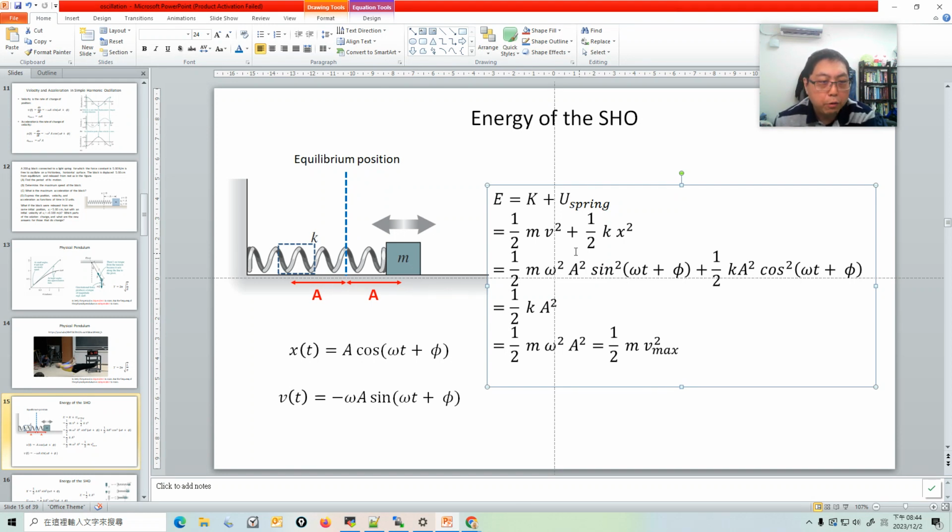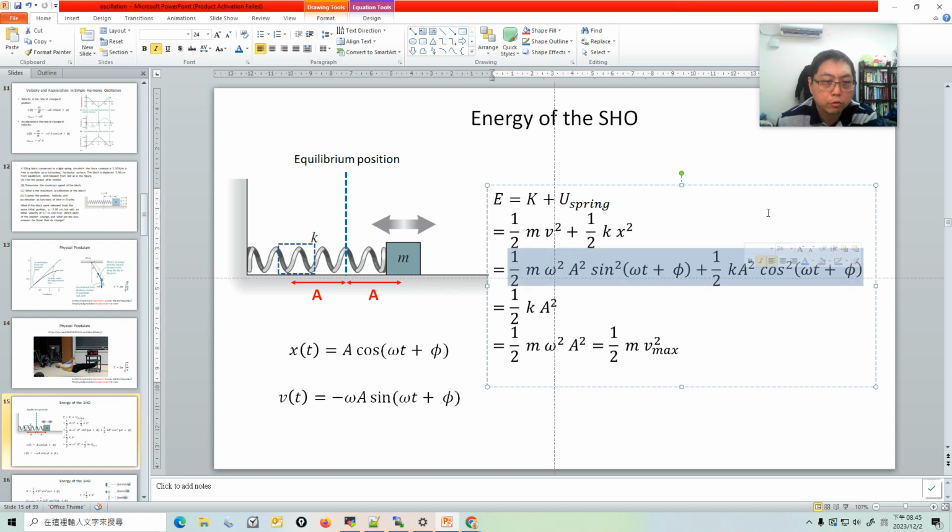Okay, and we put our solution of the equation of motion in there. So v is minus omega A times sine of omega t plus phi, and x is the amplitude A times the cosine of omega t plus phi. Put it in there, and we will reach what looks like a kind of complicated solution. But it's not complicated at all.